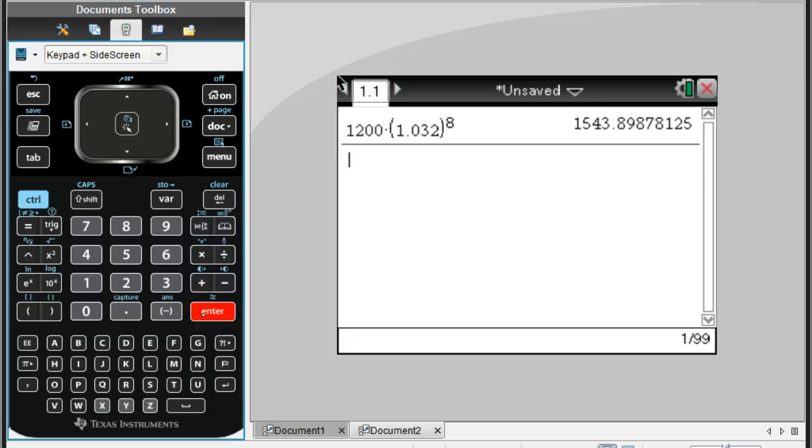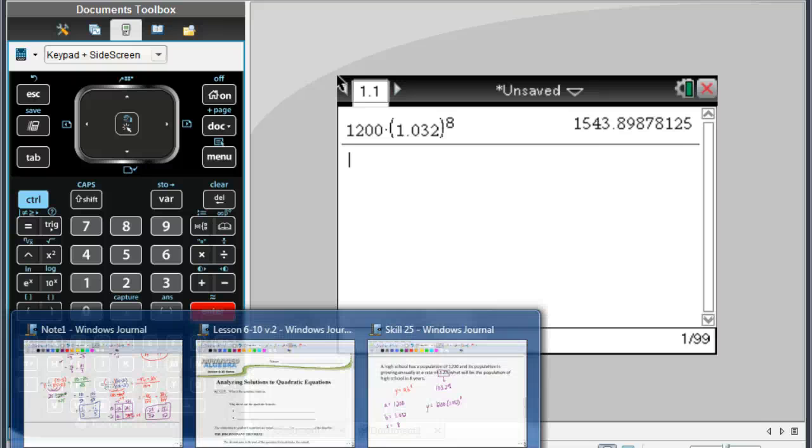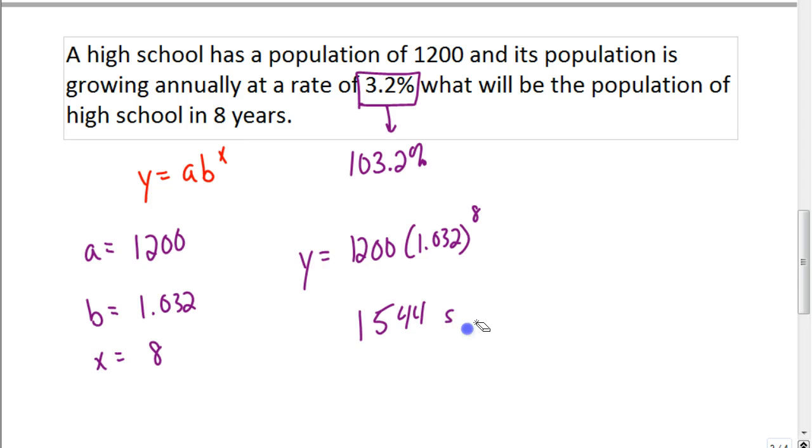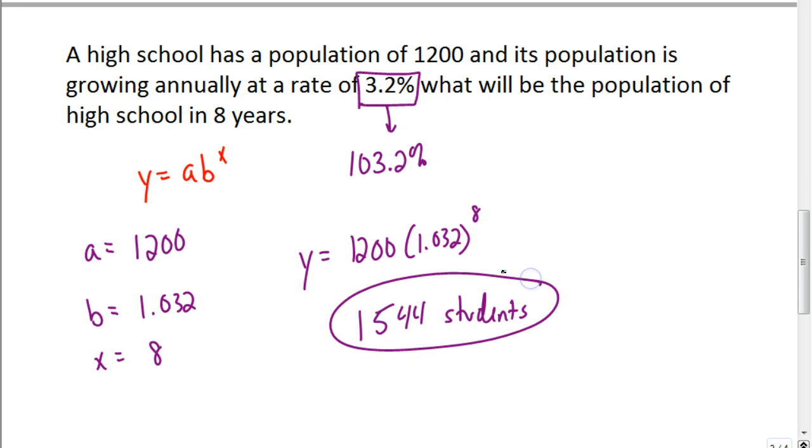Now, when I hit enter, we get this answer. Now, you want to make sure that your answer makes sense. So we're dealing with population of students. So I wouldn't want to say in 8 years from now that we'd have 1,543.9 students. We would round this up. We would say it's approximately 1,544 students. So that would be your answer.